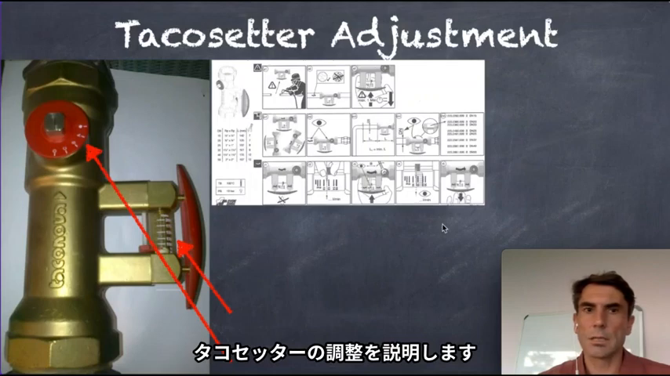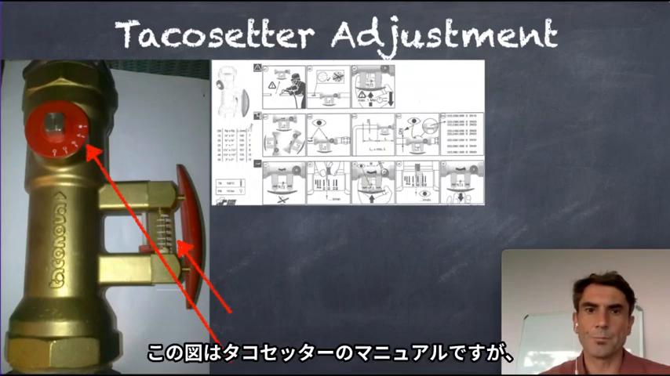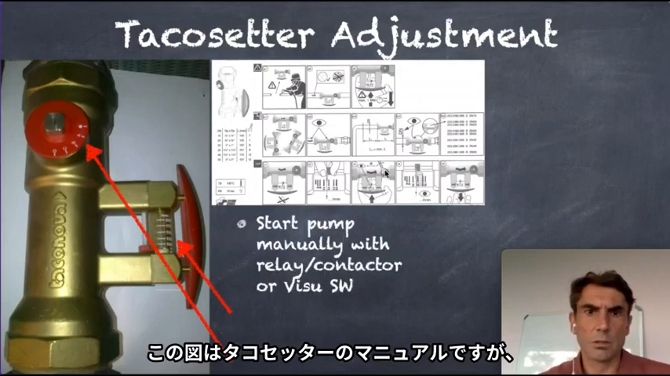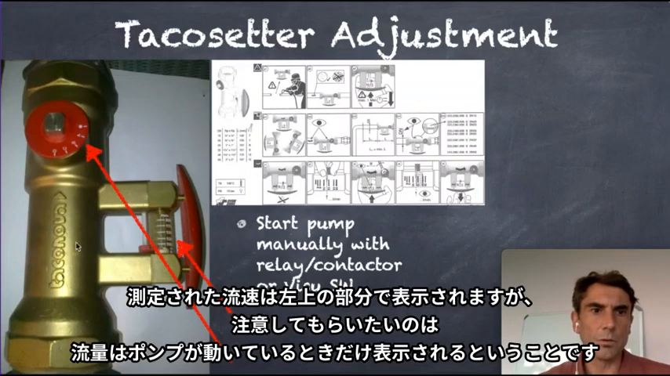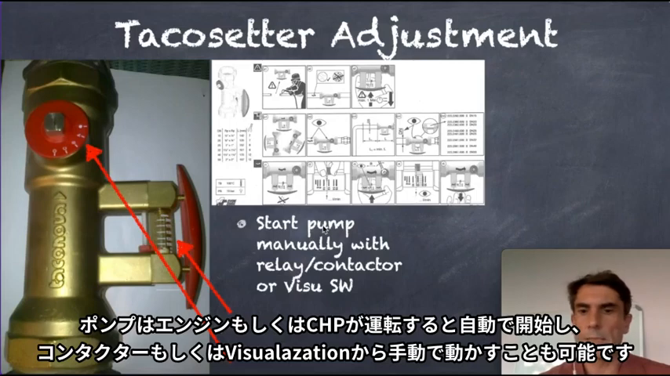Okay, now to the tacho setter adjustment. We have here a manual from the tacho setter. With the tacho setter, to measure the flow rate, it's all in liter per minute. The flow rate here is important, we can only measure the flow rate if the pump is in operation. So the water pump must be circulating the water, otherwise we cannot measure a flow rate.